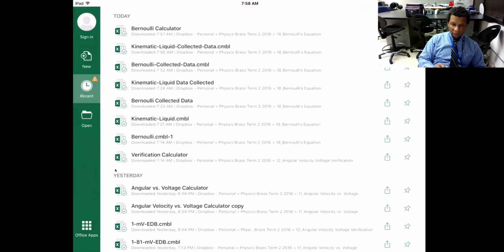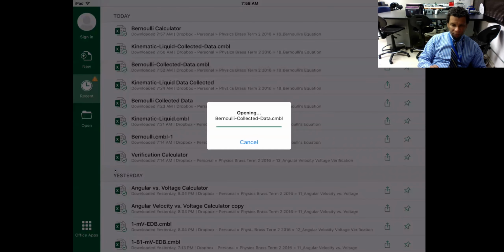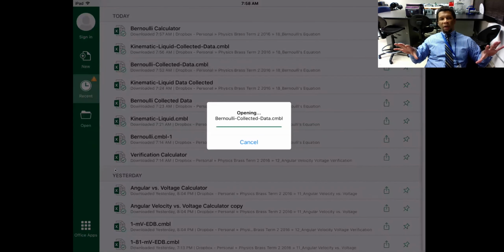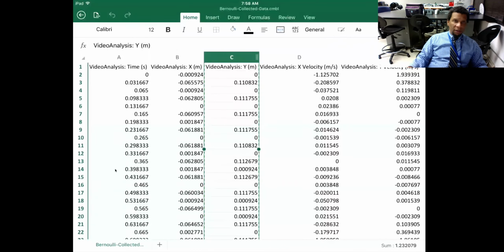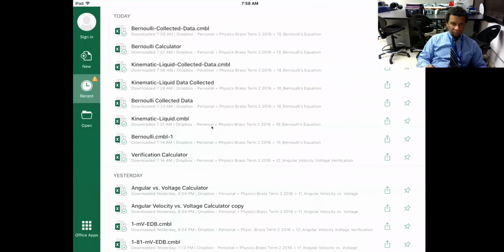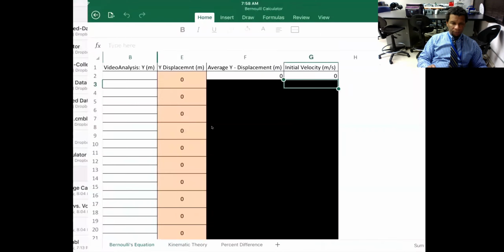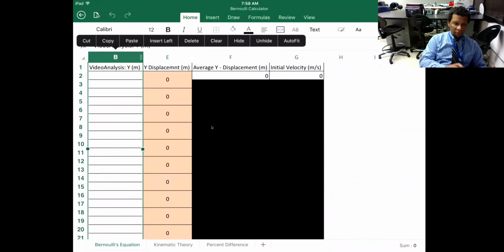So let's go back to Bernoulli's collected data and let's find the Y. Everything is already spread out, you'll see, and we want to copy this Y column. We're going to put that back into our calculator. So let me just paste this.